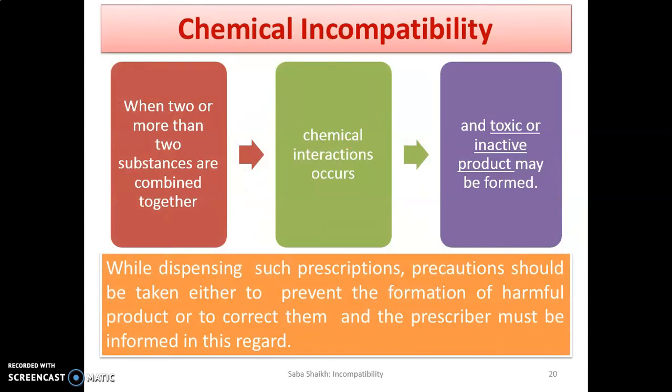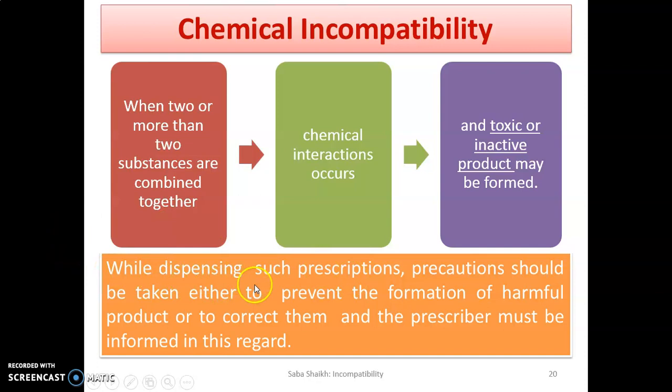Now, the definition: when two or more than two substances are combined together, a chemical reaction occurs. When these compounds react together, a chemical reaction occurs and as a result, a toxic or inactive product may be formed. This is called chemical incompatibility.